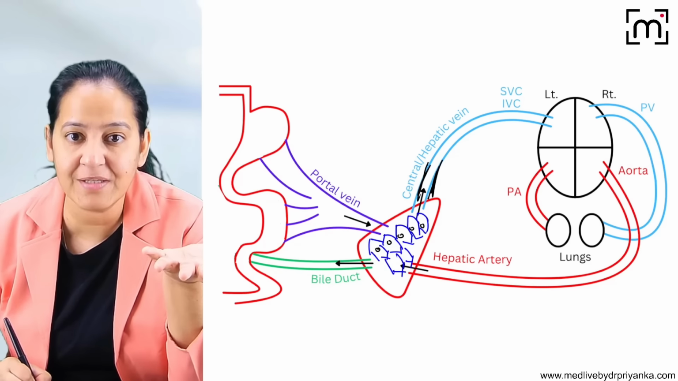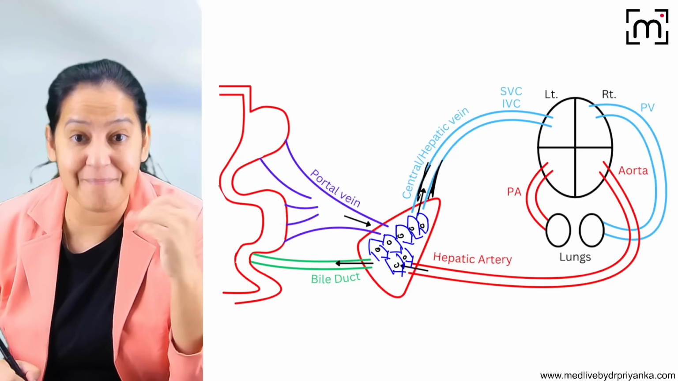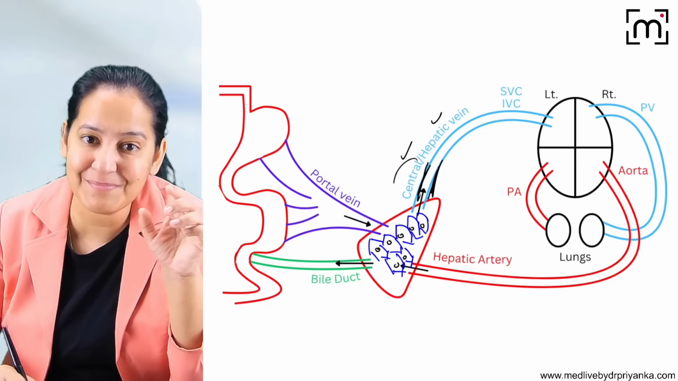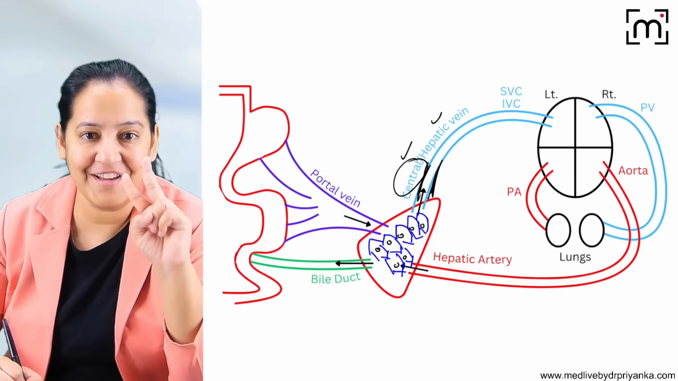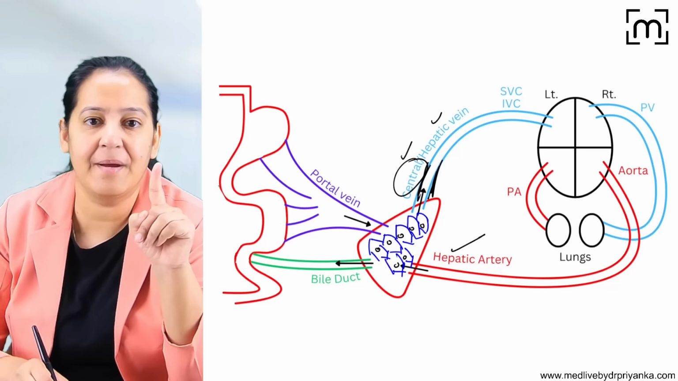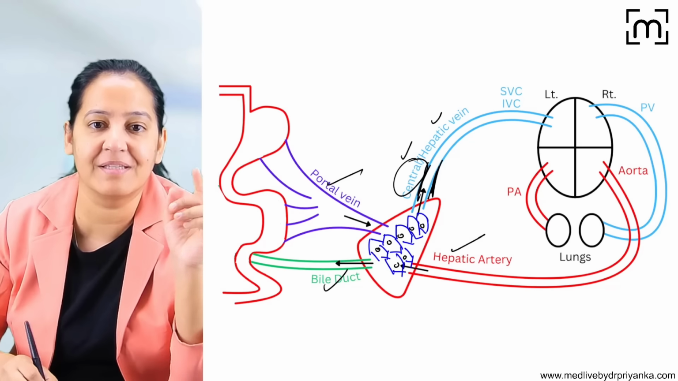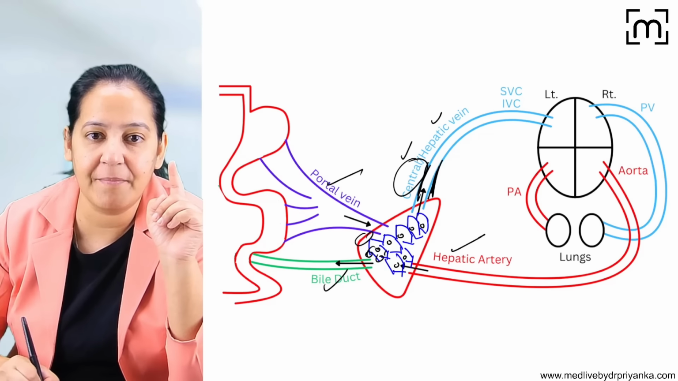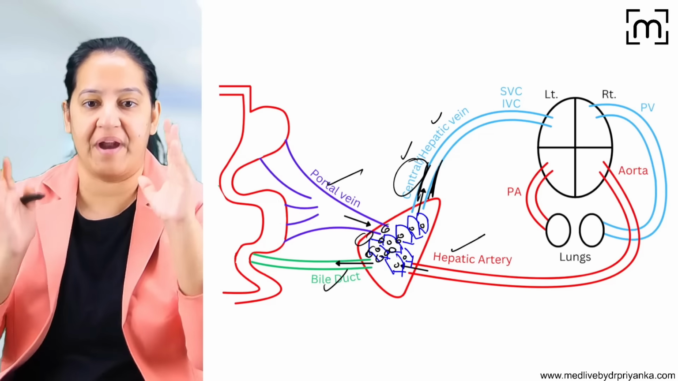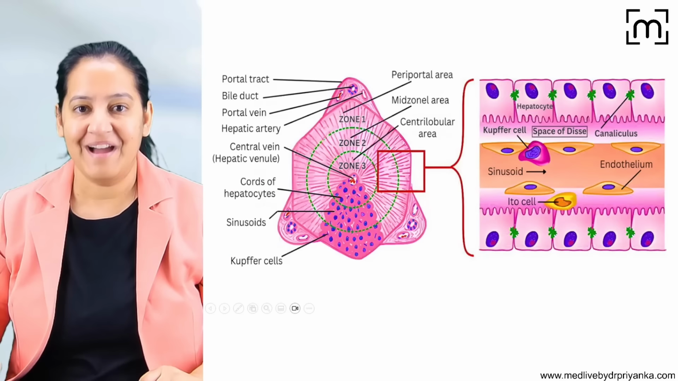This is why it is known as central vein. This is the reason hepatic vein is known as central vein, because it is present at the center of the lobule. And the remaining three things, that is hepatic artery, portal vein and bile duct, their branches are present at the periphery forming the portal triad. This is a normal diagram of the liver. I hope you all got it.